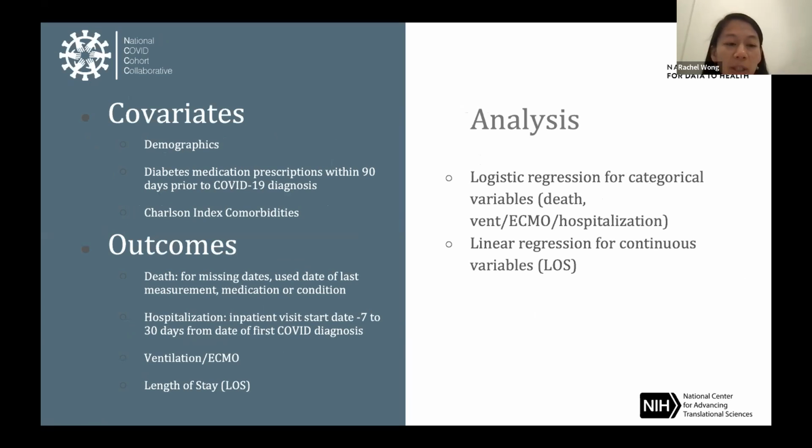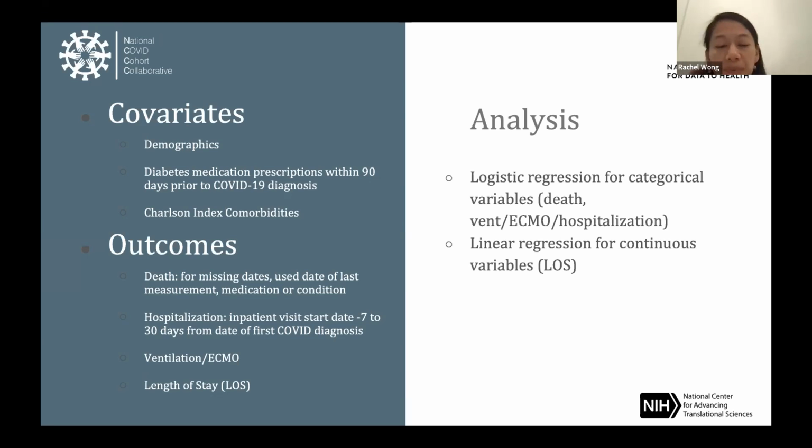And again, the outcomes we were looking for were death, for which we used either the date of death, or for those that were missing dates, we used the date of the last measurement of any medication, measurement or condition that was in the record. We also looked at hospitalization, which was characterized as the inpatient visit date with a start date within 1 week prior to or 30 days from the first date of COVID diagnosis, because we wanted to capture those that were related to COVID.